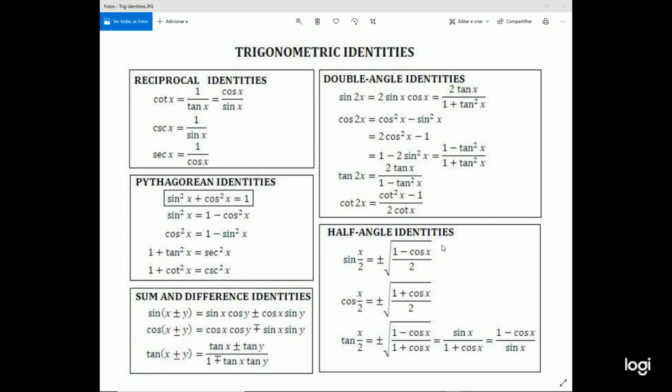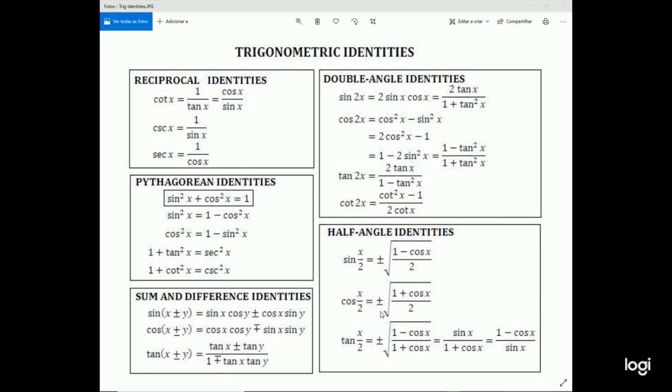We're going to use half angle identities, okay? We're going to use this one. Cosine of half an angle is plus or minus the square root of 1 plus the cosine of the full angle divided by 2. This is the half angle, this is the full angle. But notice we have a plus and minus sign, and this is very important.